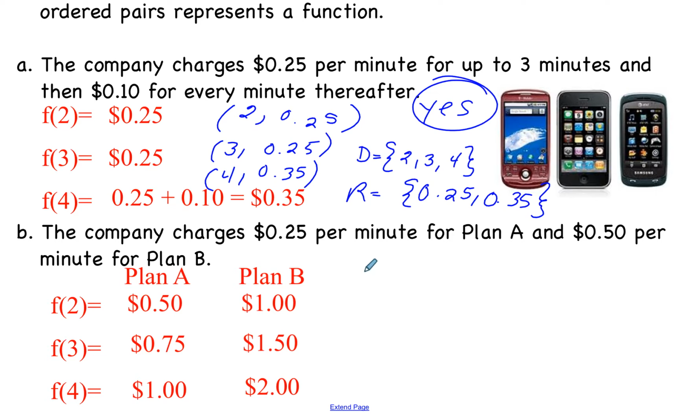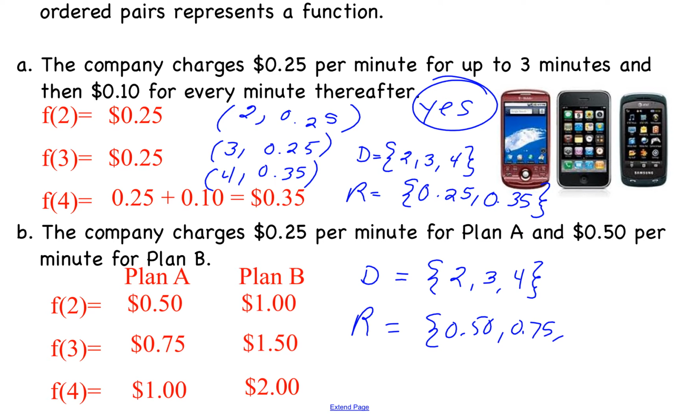Well, our domain is going to be the same set. We're going to get 2, 3, and 4 minutes. It's a number of minutes. Those are our inputs. Our range ends up being, I have a whole bunch of stuff on this one, 50 cents, 75 cents, $1, $1.50, and $2. Okay, so there's our domain and our range. Now, one of the problems we have here is for plan A, we map 2 to 50 cents, and then we also map it to $1.